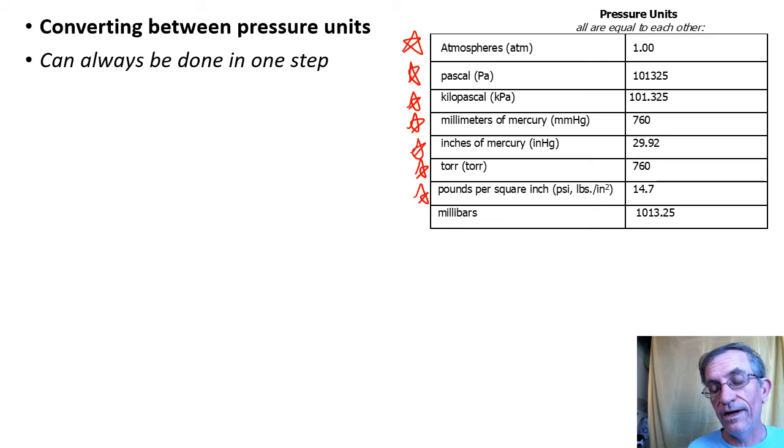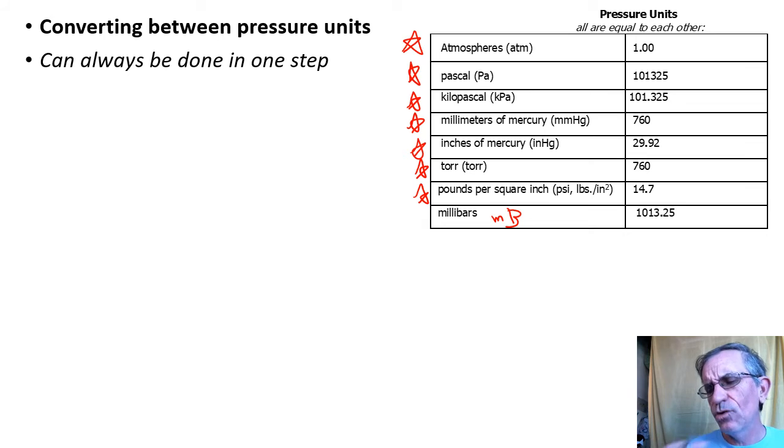And then there's another one, which is called millibars. I just realized I forgot to write the symbol here. MB stands for millibars. 1,013.25 millibars. So all of these numbers are equal to each other. All these pressures are equal to each other, and we can use this to convert between any 2 pressure units.